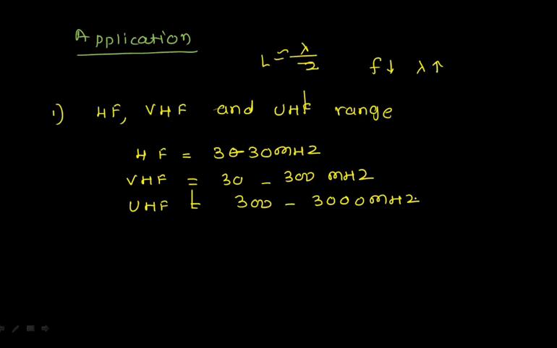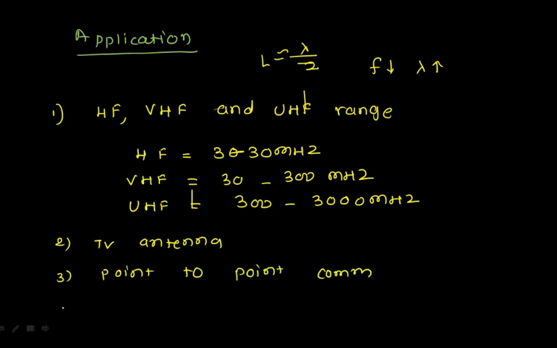Now you can use this particular antenna for television purposes. So you use it as a TV antenna, and we know that our TV works in the UHF and VHF range. Third, it is used for point-to-point communication. Then you can use it in the base station of mobile communication. So these are nothing but the applications of your Yagi-Uda antenna.